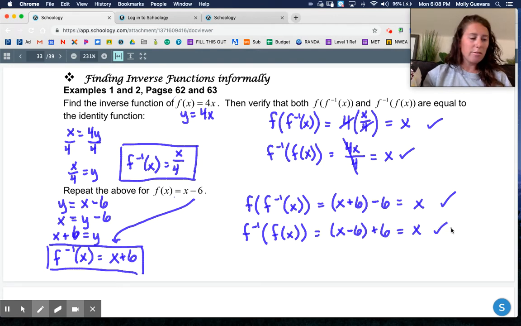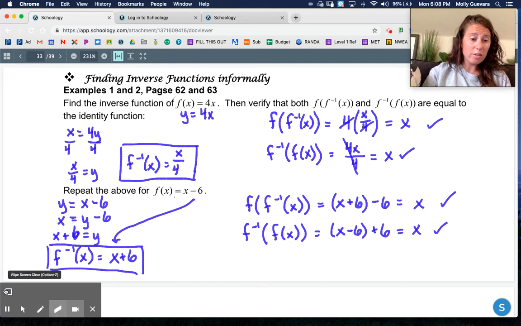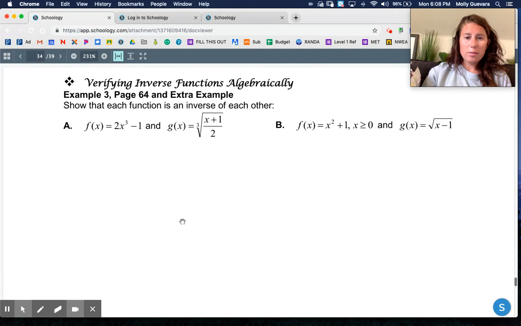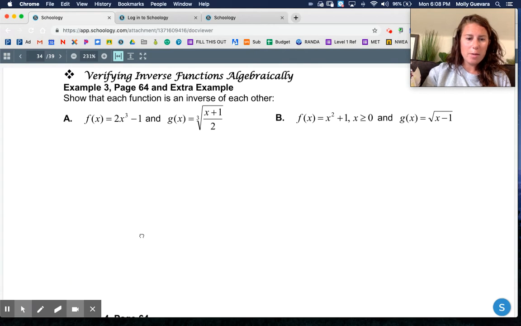So these are, in fact, inverse functions of each other. So that's what you're looking for. If you plug them into each other and you get x, then you're good to go. And they are inverse functions of each other. So let's look at a couple more examples, ones that get a little bit more tricky, maybe.